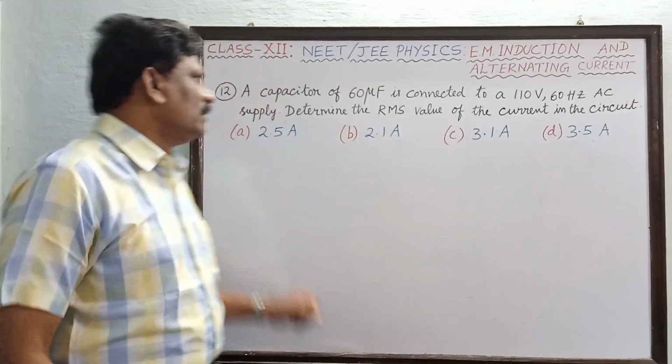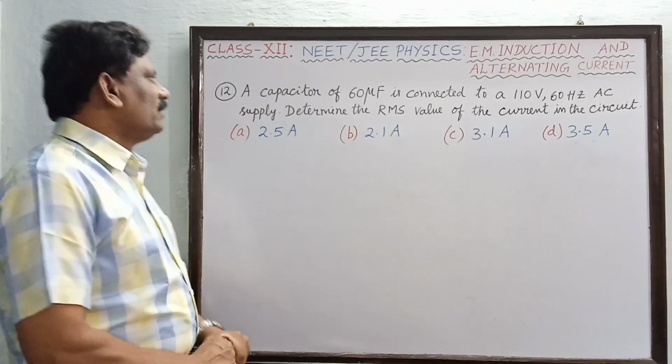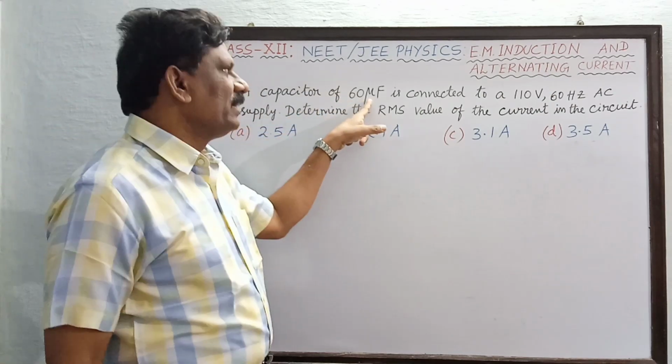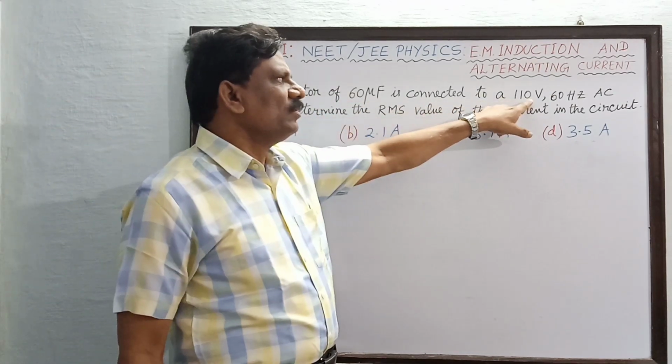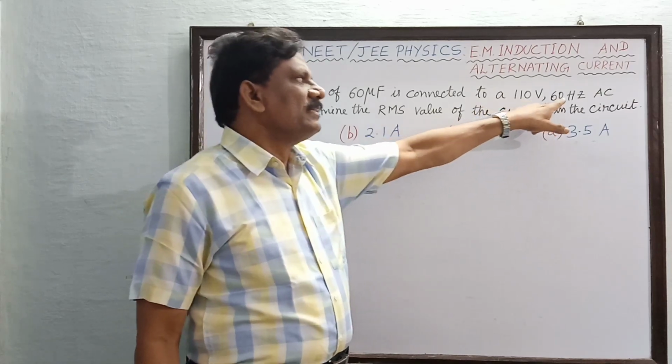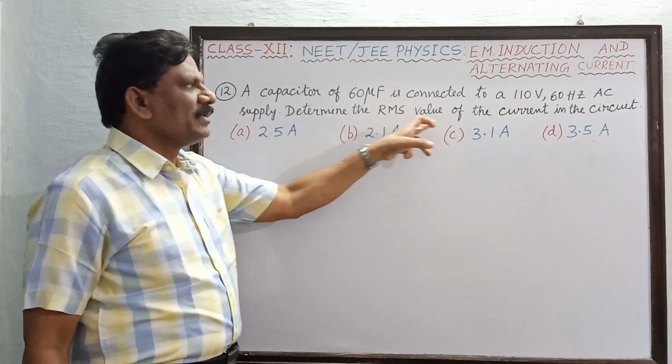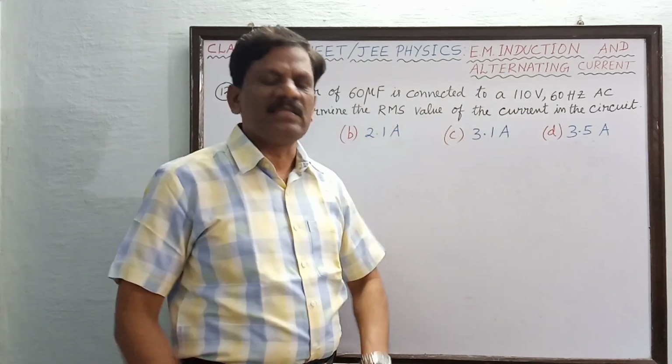Hi students, problem number 12. A capacitor of 60 microfarad is connected to a 110 volt, 60 hertz AC supply. Determine the RMS value of the current in the circuit.